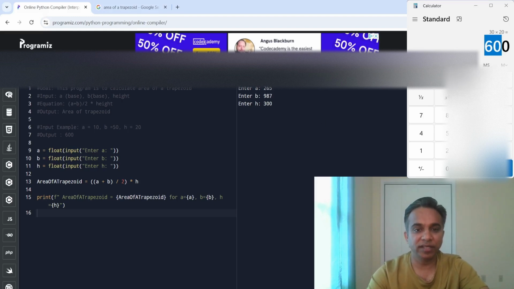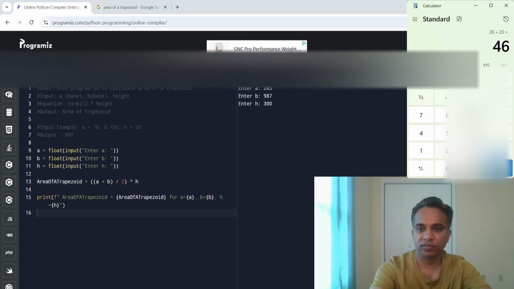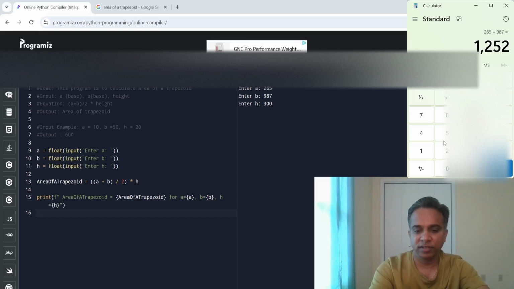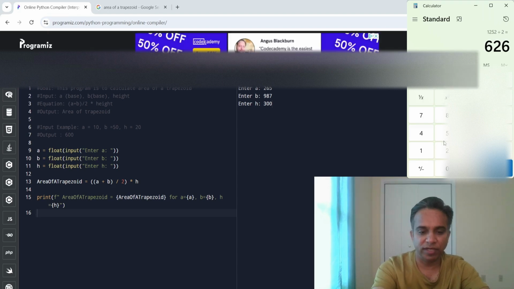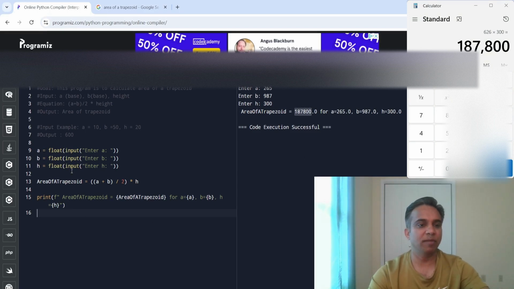Now what would be the expectation? We can calculate here, which is going to be a is 265, okay, here resetting it, 265 plus 987 divided by 2 multiplied by height is 300. So 187,800 we are expecting, and here if we put in, the output is 187,800, so our program is working.